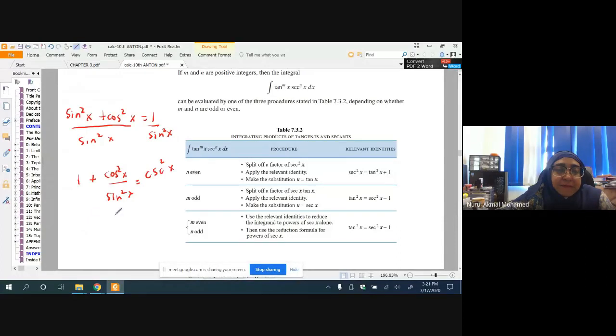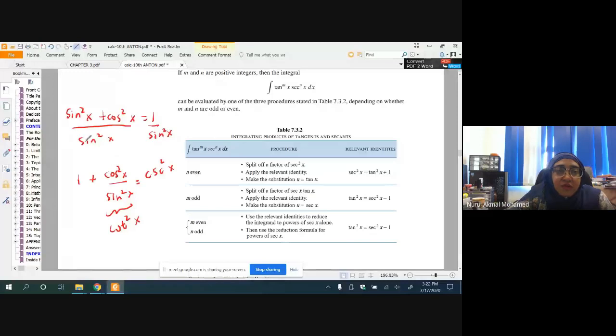And this part here will be what? Cos divided by sine will be cot. So this will be cot squared. So we have 1 plus cot squared x equal to cosecant squared x. So this is one identity that is achieved by using the original trigonometric identity.